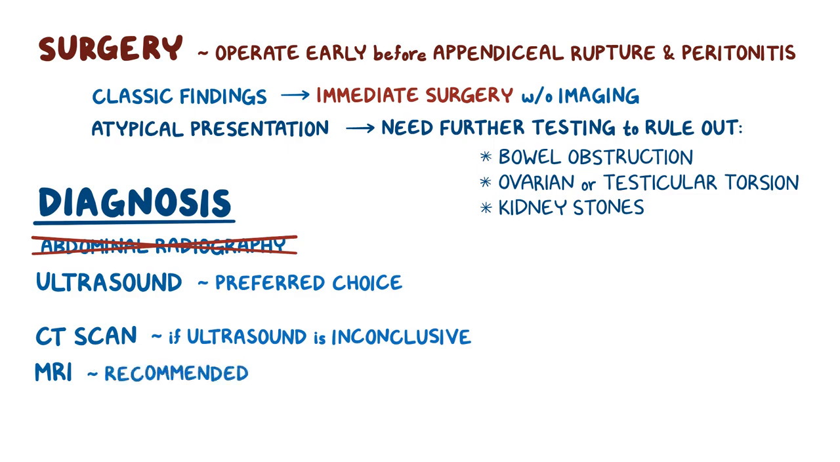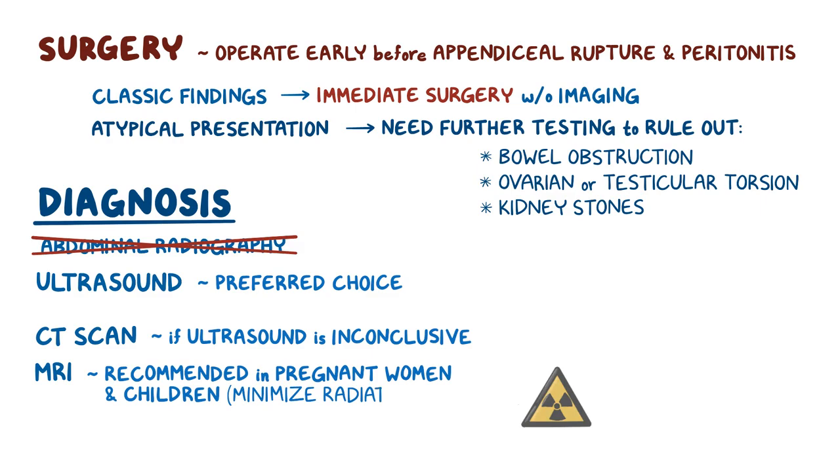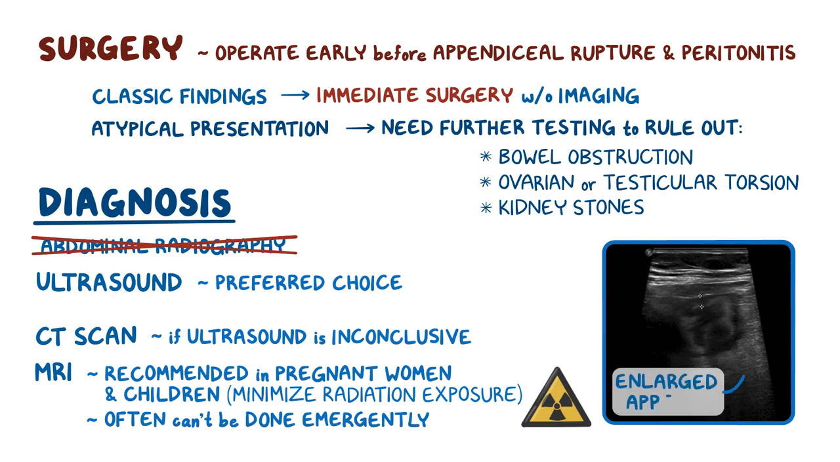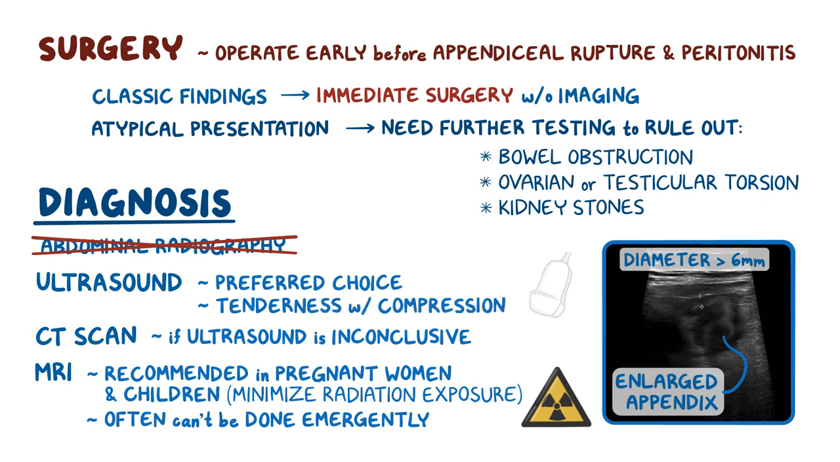MRI is recommended over CT scan in pregnant women and children who can cooperate, to minimize radiation exposure, but it often can't be done emergently. On ultrasound, there's usually an enlarged appendix with a diameter of more than 6 millimeters, as well as tenderness over the appendix with compression of the ultrasound probe.